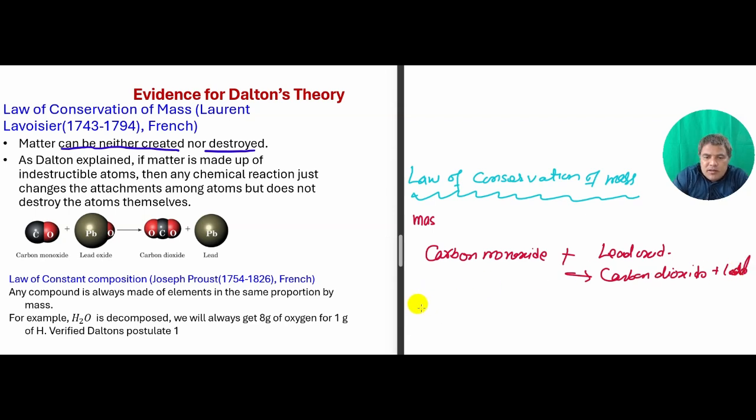So carbon monoxide is CO, one carbon, one oxygen, plus lead oxide is PbO. That will give you CO2, plus Pb. So what's happening here? Carbon is not destroyed, carbon is carbon as it is, lead is lead as it is, oxygen is oxygen as it is. Only the attachment is different.